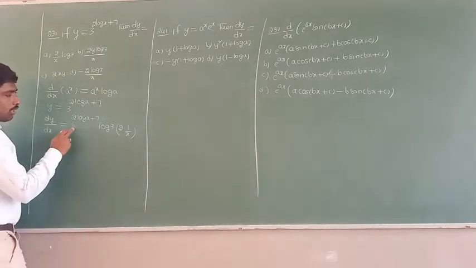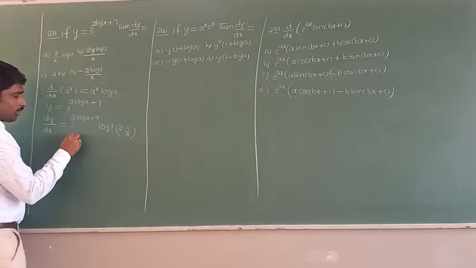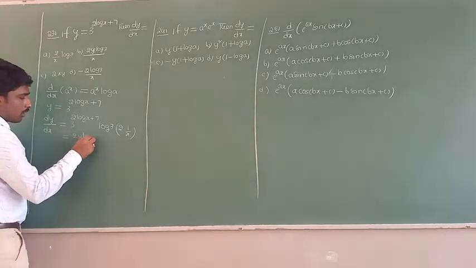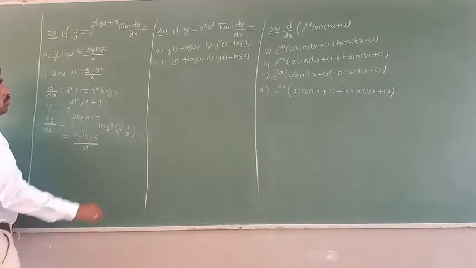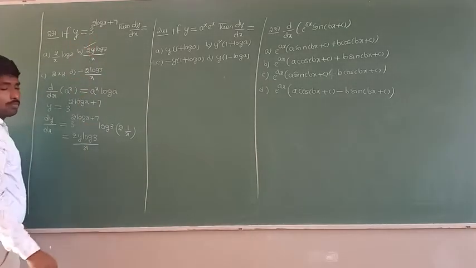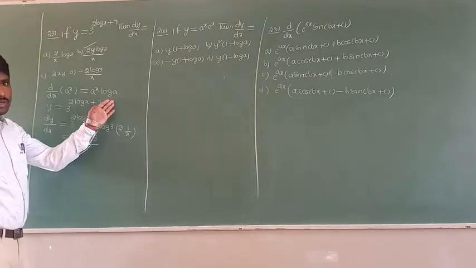Now this entire expression I can write as y. So finally what will we get? 2y into log 3 by x. Now all of you check the options. If you see this, option B is the correct answer. All of you understand? So this formula is very important for you.